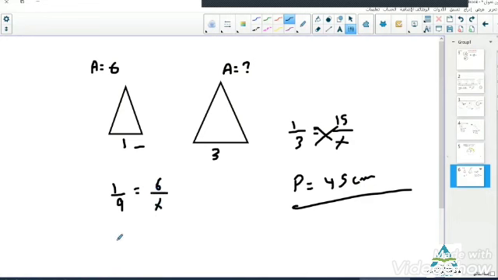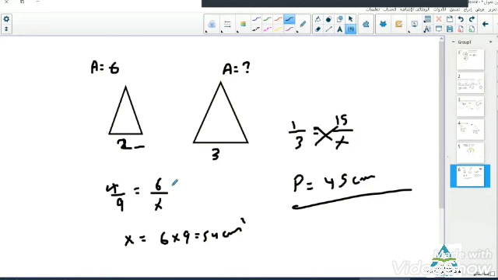Can we solve it normally and then take the square root at the end? We can solve it normally: write 1/3 equals 6/x and then take the square root. Square root or power 2? Power 2, the same. So here, for example, if the ratio is 2/3, the area ratio is going to be 4/9. Is it so hard to square it? No, it's easy.